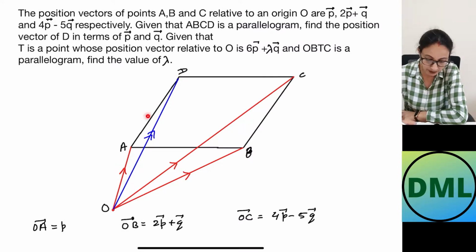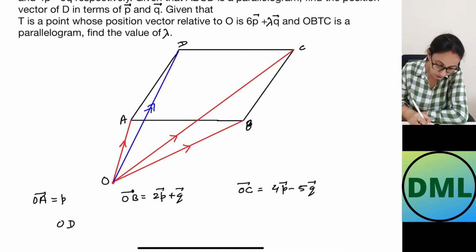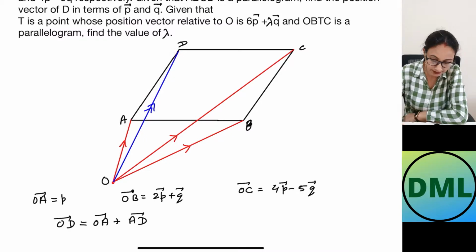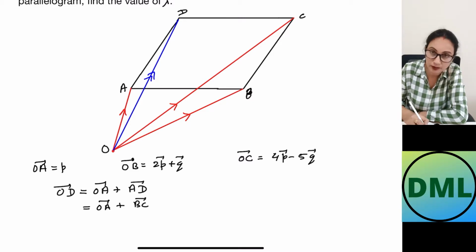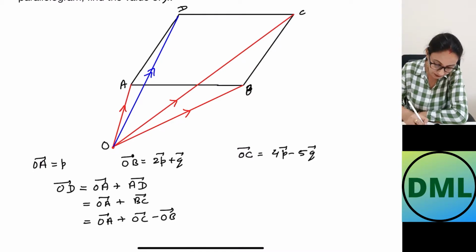If I apply the triangle law here to find the vector OD, OD will be written as OA plus AD. Now as you can see, the vector AD is parallel to the vector BC. So this can be written as OA plus BC vector. Now if I write down BC vector in the position vector form, this can be written as OC minus OB vector.